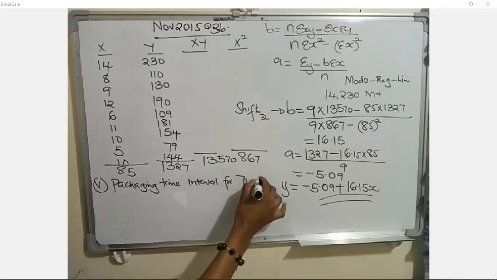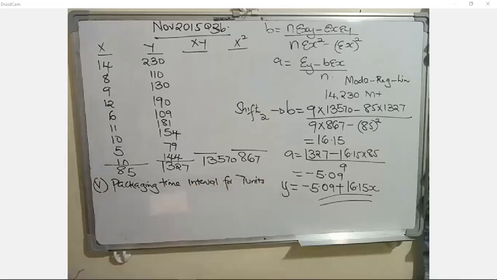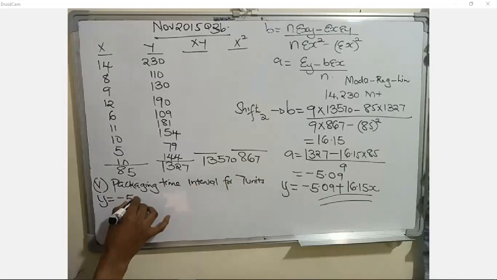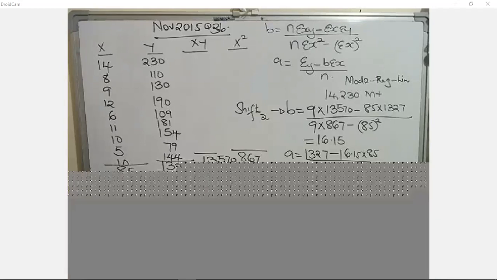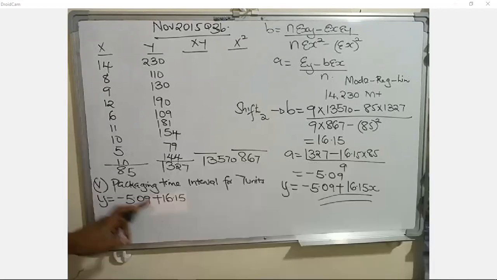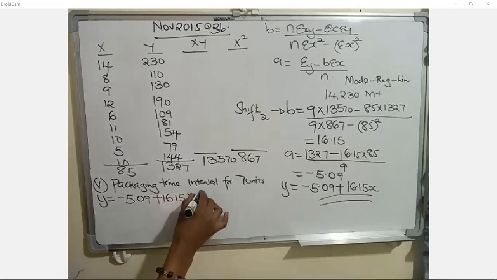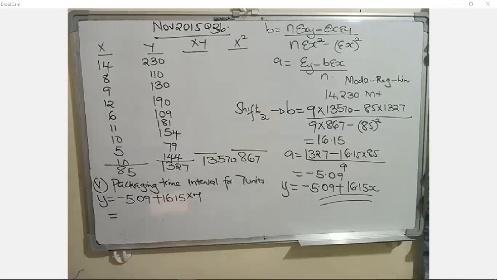Remember, you have already generated your equation here: y is equal to negative 5.09 plus 16.15x. Our x are units, and the examiner is giving you the value of x, which is 7 now. Out of the equation you have formulated, what is the packaging time now? How much is this? How much are you getting?